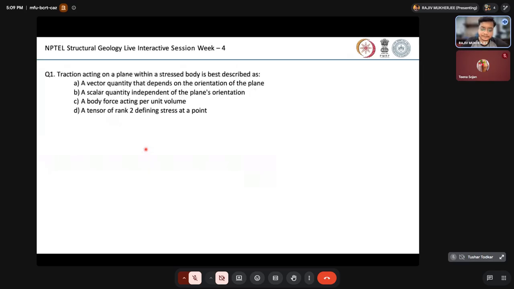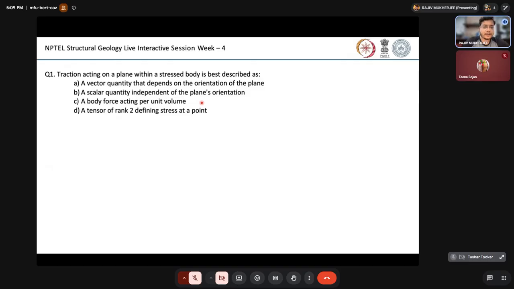So the first question is, traction acting on a plane within a stressed body is best described as a vector quantity that depends on the orientation of the plane, a scalar quantity independent of the plane's orientation, a body force acting per unit volume, or a tensor of rank 2 defining stress at a point.